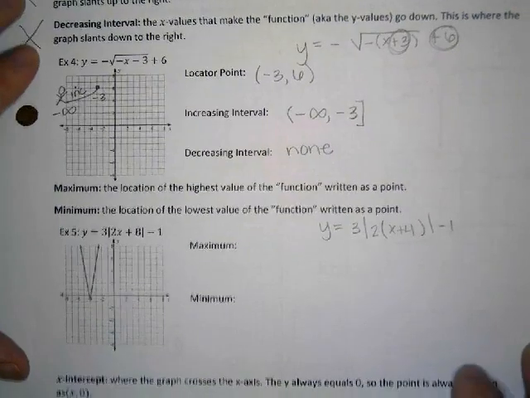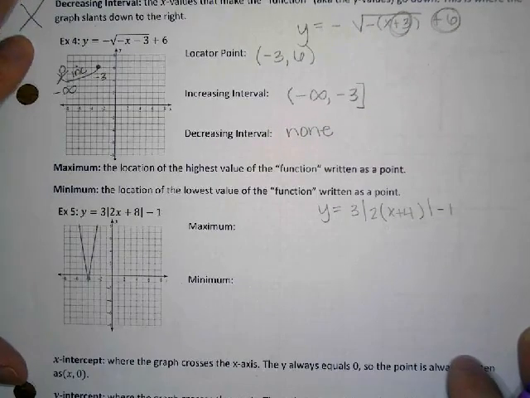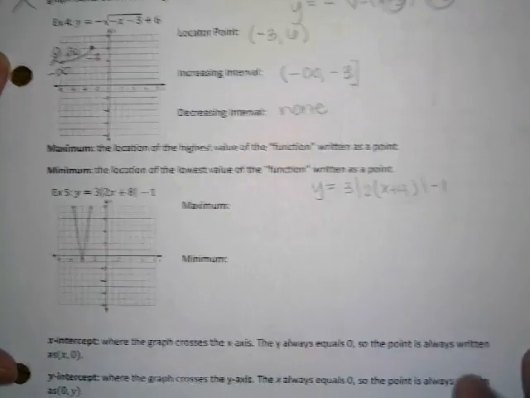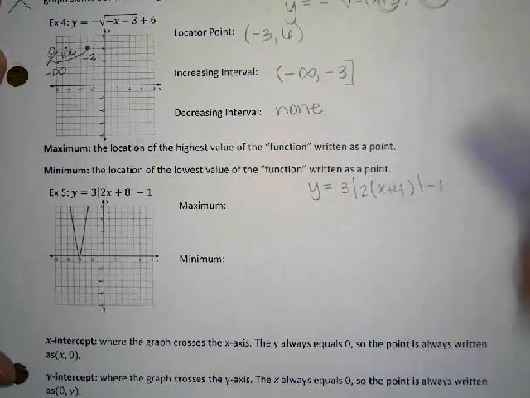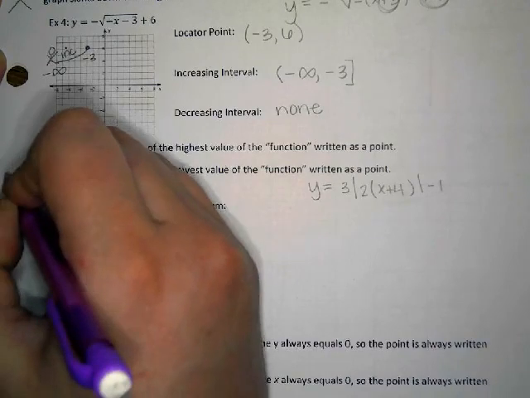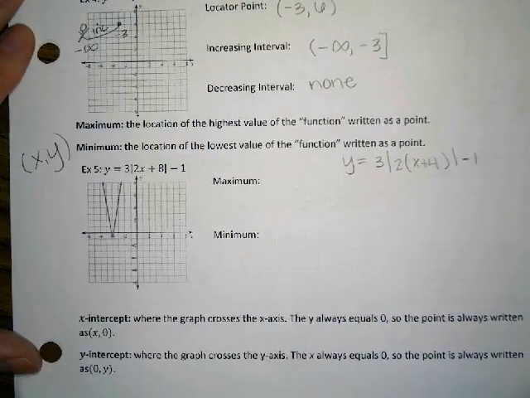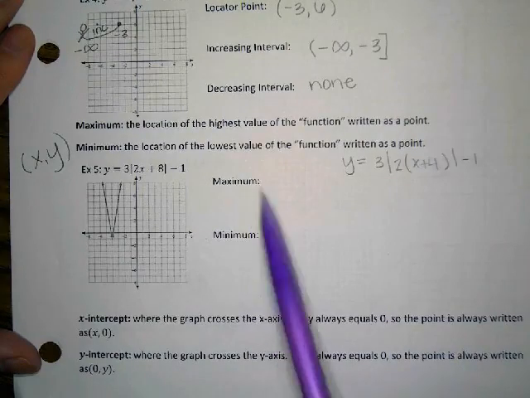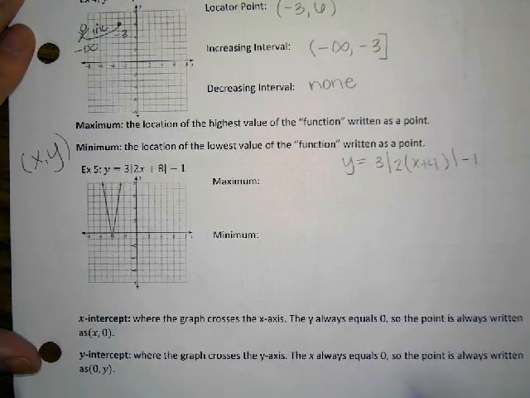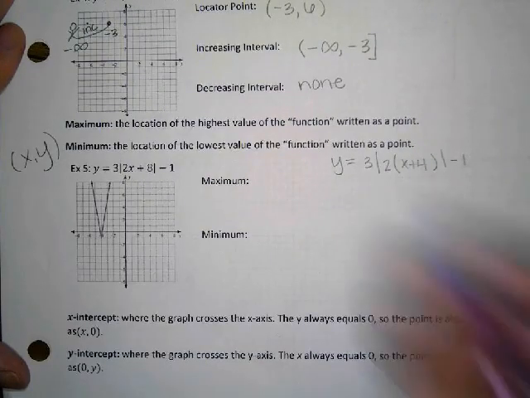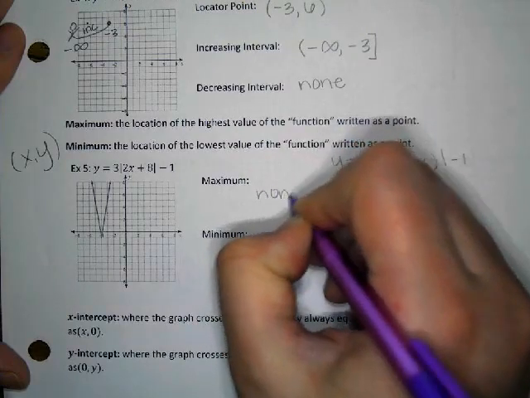out for themselves. All right, maximum and minimum, we're going to write these as a point. So we're going to write this as an X and a Y coordinate. So maximums look like mountaintops, minimums look like valleys. Which one does this graph have? It has a minimum. So for maximum, I'm going to put none. And for minimum, what am I going to put?